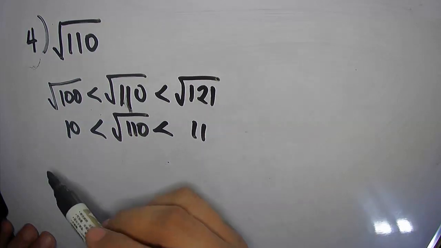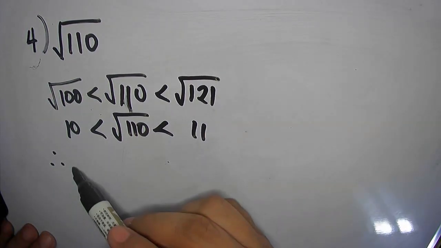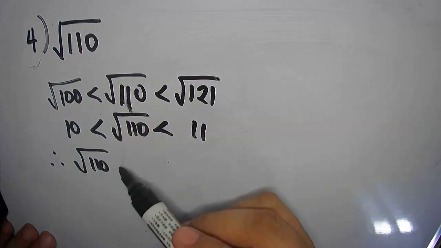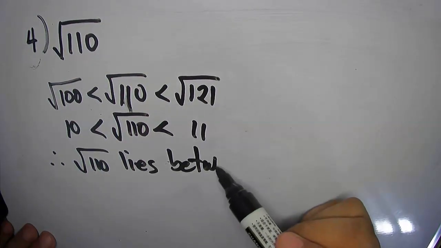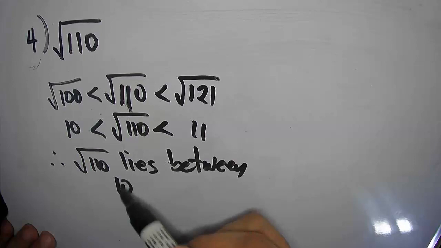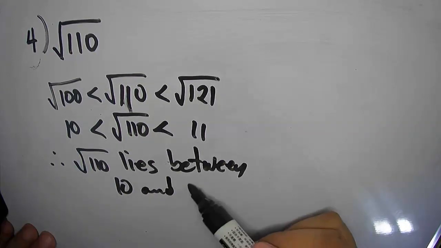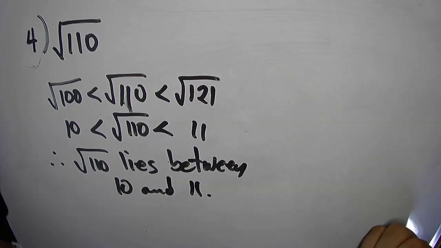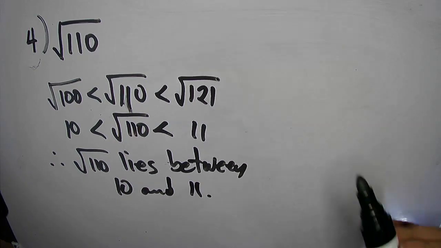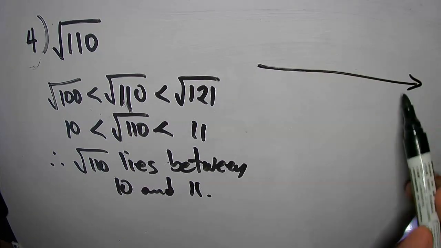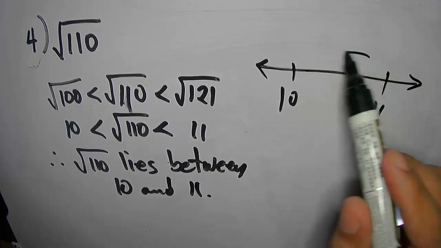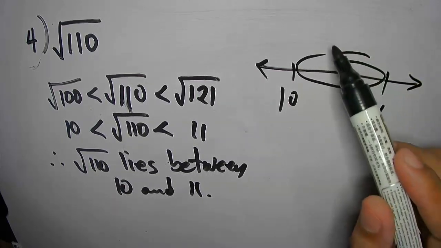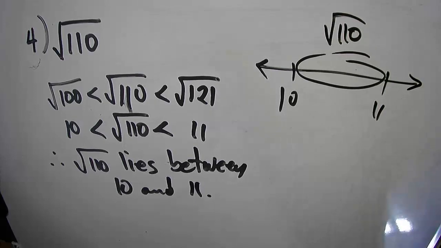And the square root of 110 lies between 10 and 11. Okay, so madali lang pala siya. So again, with respect to our number line, 10, 11, and dito lang siya. Okay, so yeah, square root of 110. You can check using your calculator.